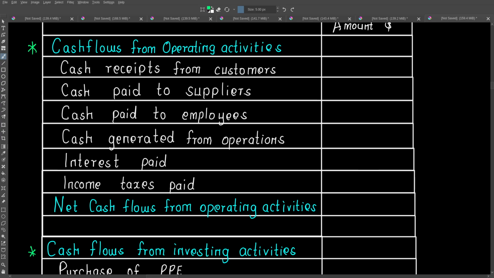So, cash flows from operating activities. We have cash receipts from customers. Basically, as mentioned, cash received from customers are inflows into the business. So you include that amount. You should not be lessing it. It is an amount that you add, so you are going to indicate this as XX.